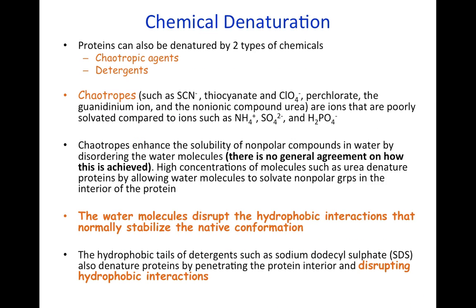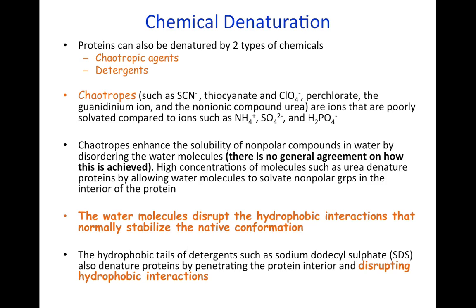So now we have chemical denaturation. We looked at some physical forms. Let's look at what chemicals we could use in the lab to denature a protein, because sometimes that's our job. We need to denature the protein to study them. So proteins can also be denatured by two types of chemicals: chaotropic agents and detergents. Some examples of the chaotropes will be thiocyanate and perchlorate, alright? So those are some of the major examples of chaotropes.